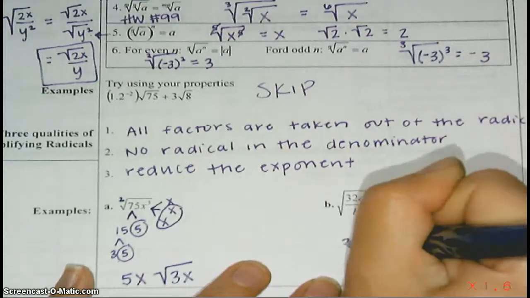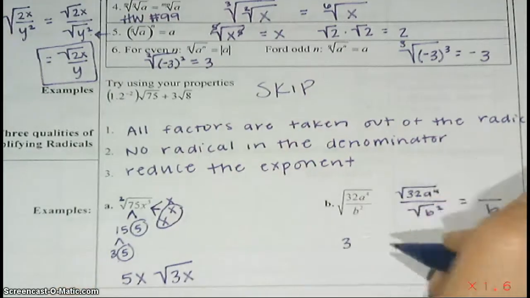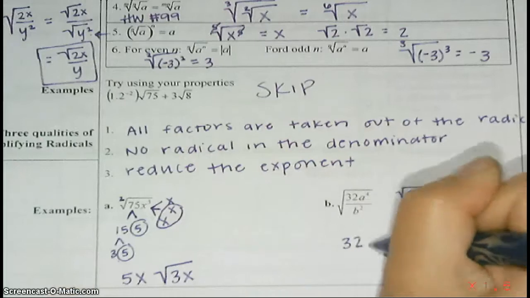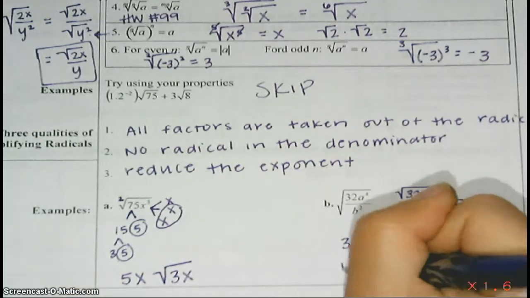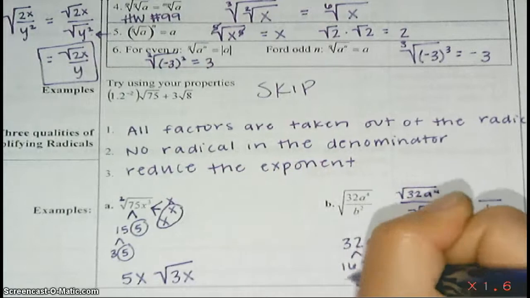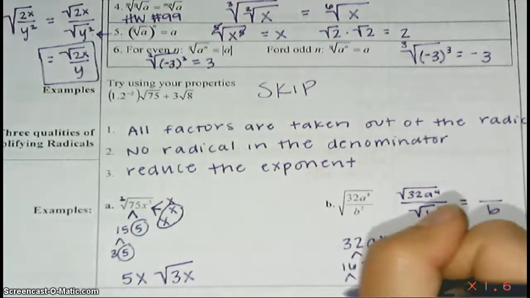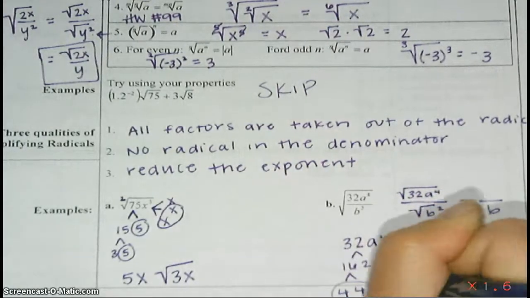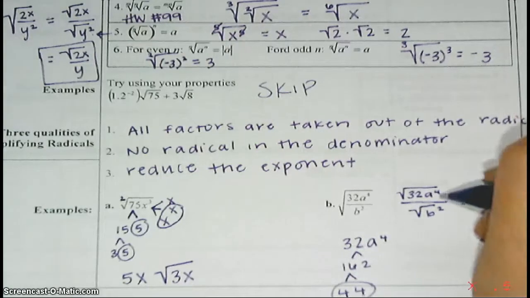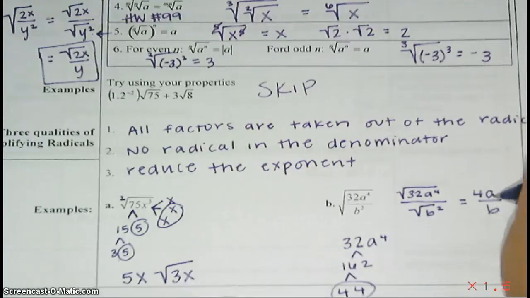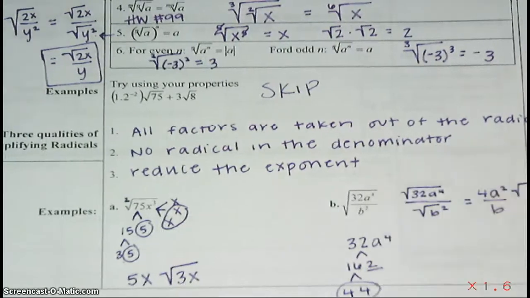Maybe off to the side, if you think about 32a to the fourth, 32 is 16 and 2, it's even. 16 is 4 and 4. There's the pair right there. A to the fourth, that's 2 pairs, so we can take out 2 a's. And then left on the inside is going to be a 2.